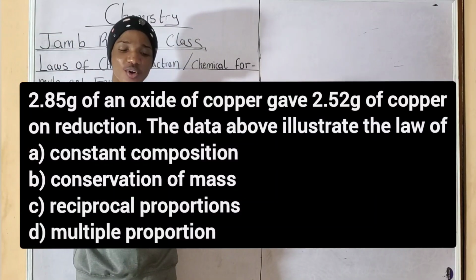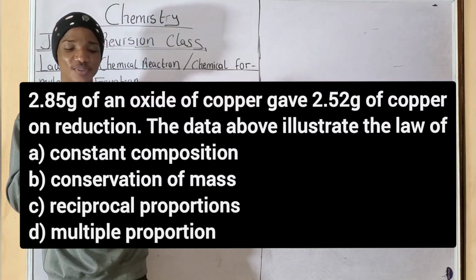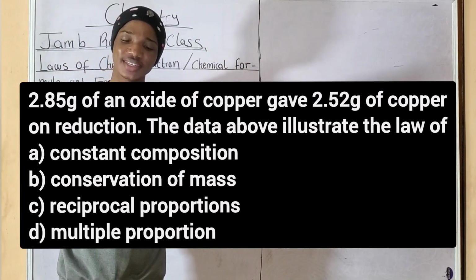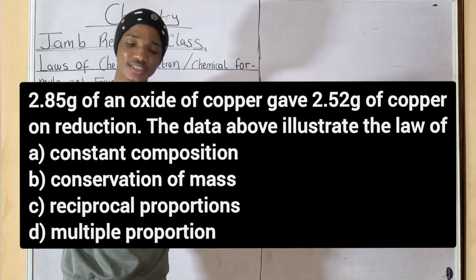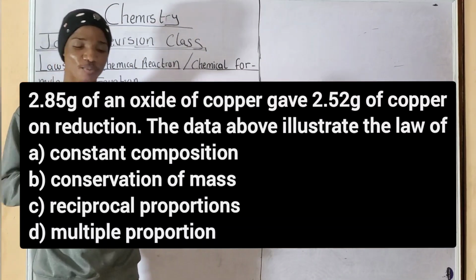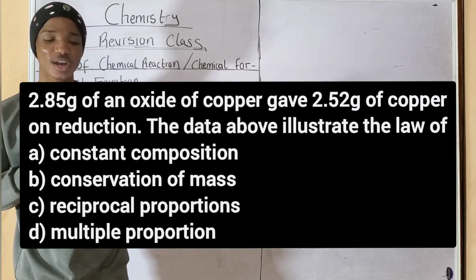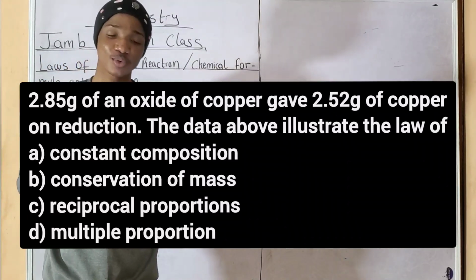2.85 gram of an oxide of copper gave 2.52 gram of copper on reduction. The data above illustrate the law of: A, constant composition; B, conservation of mass; C, reciprocal proportions; D, multiple proportions.